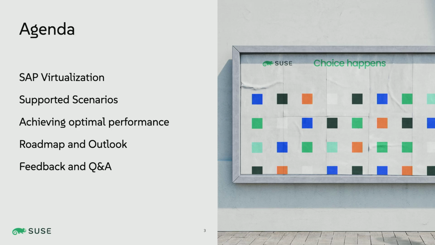I will talk a little bit about SAP and virtualization in general, and then about the supported scenarios. Then Arne will talk a little bit about what we are doing there and why it's really hard to do, and give an outlook on the roadmap. And then we will do some feedback and Q&A. I want to give you a lot of opportunity to ask questions. But first, I have questions.